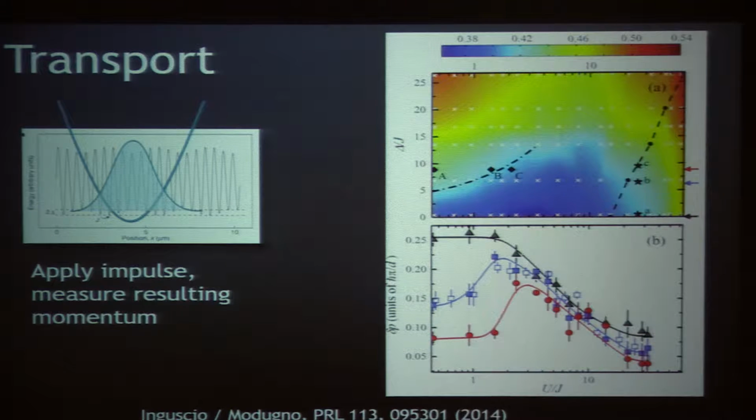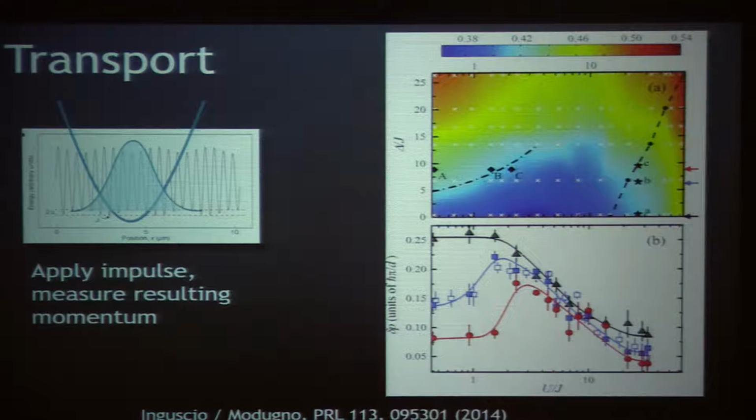They also combined this measurement, and they pulled out 3 points here, red, blue, black. So 3 disorder strengths. And they did a transport measurement. In the transport measurement, you have a trapped gas. Okay, this is not to scale, so the trapped gas spans many, many lattice sites. You apply an impulse and measure the resulting momentum.